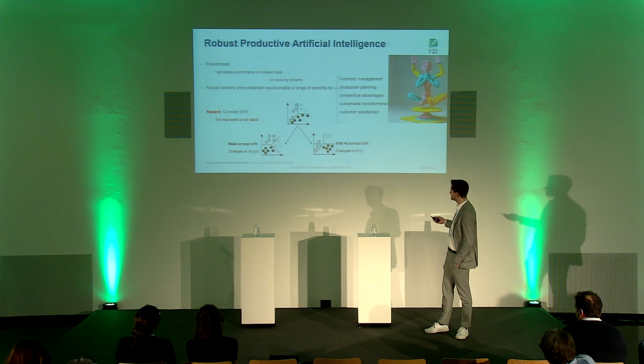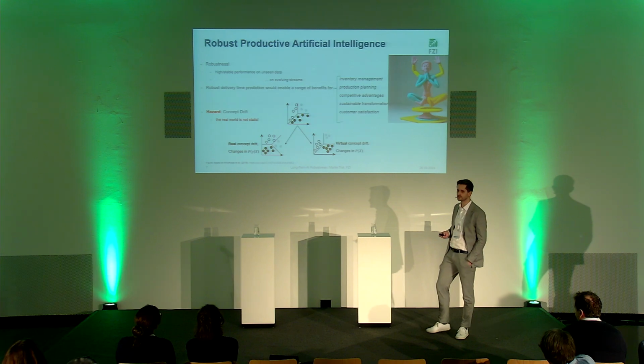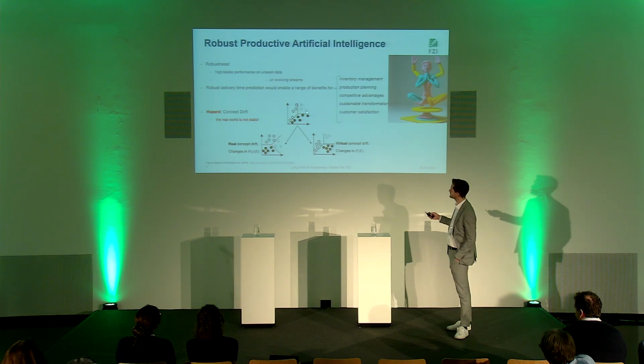It might be virtual. In this case, a previously learned model is denoted by black lines. Black lines are the models separating these three different classes. It's just a toy example.